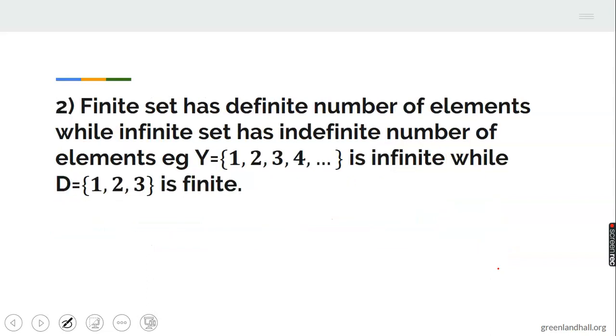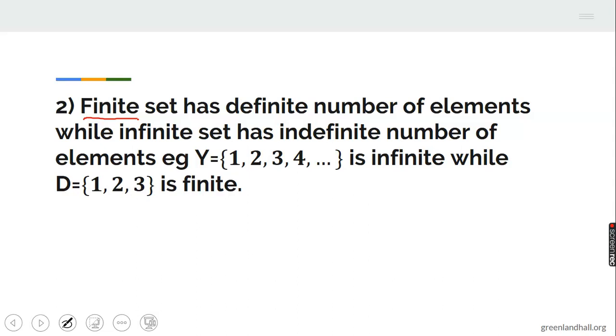I'll move forward. Now, what is a finite set? A finite set has a definite number of elements. That means you can count all its elements. They are countable. You can count all of them, every one of them.